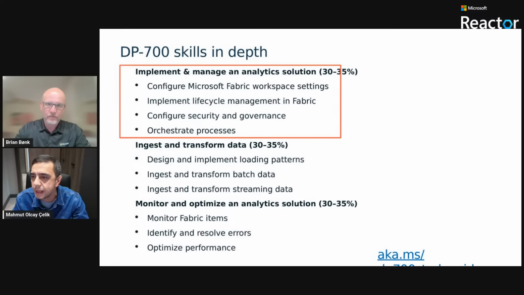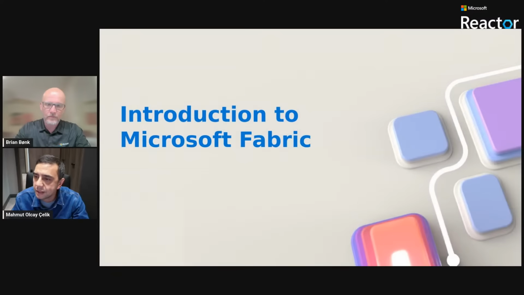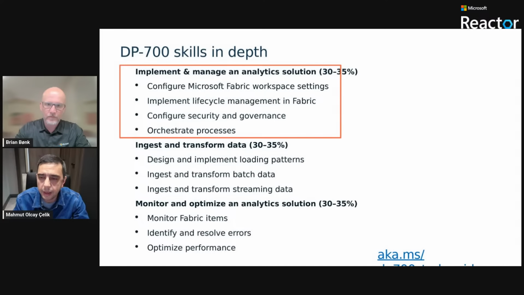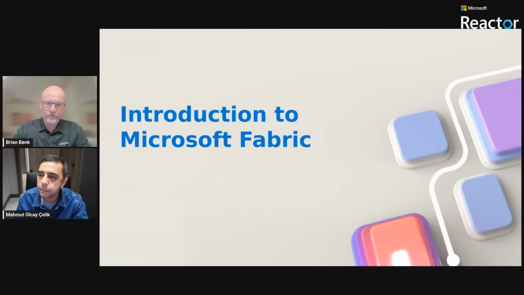The second topic is ingest and transformation, which is about design and implement loading patterns like incremental loading patterns, and also monitoring. It is 30 to 35% of the whole DP-700 certification exam. So let's now talk about Microsoft Fabric.